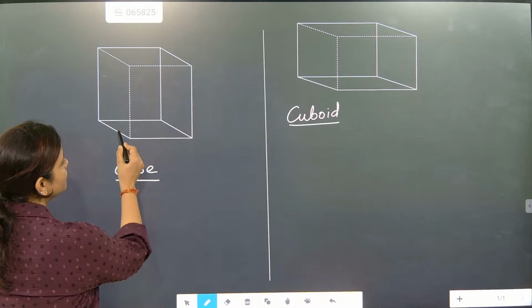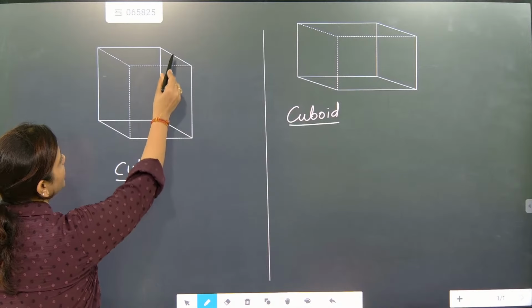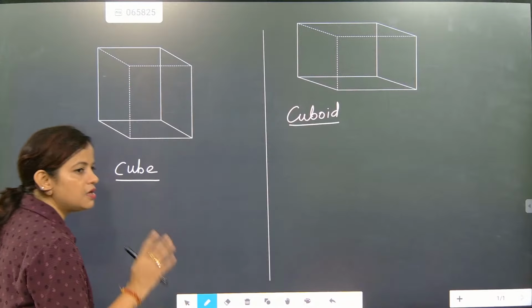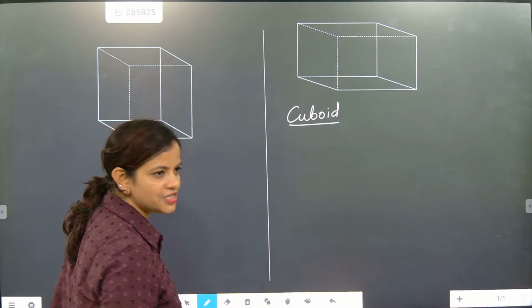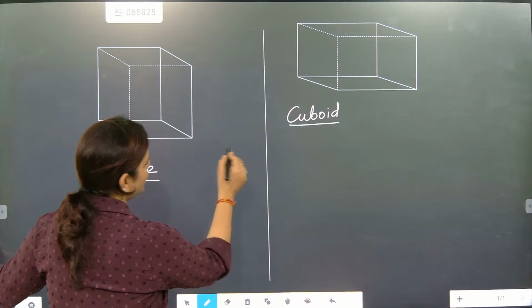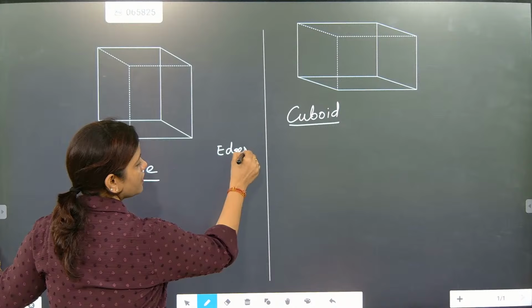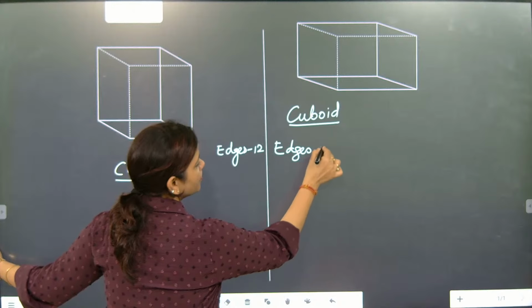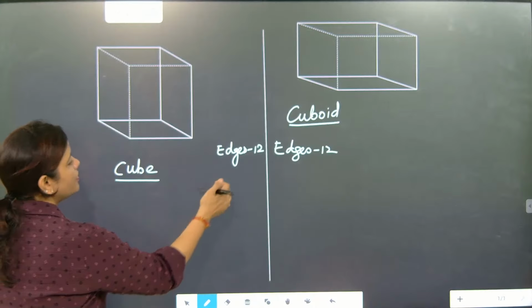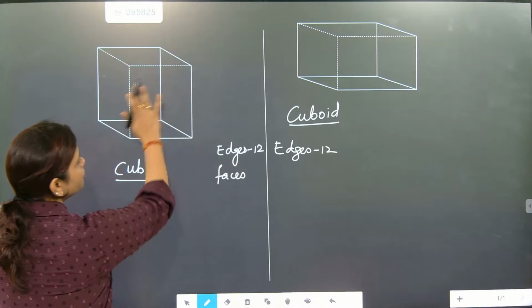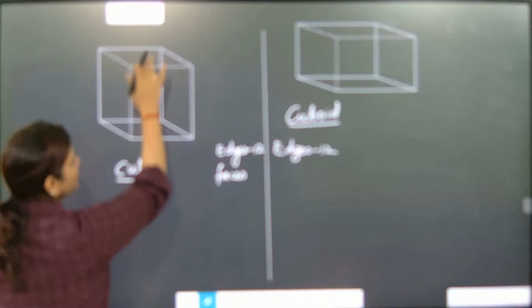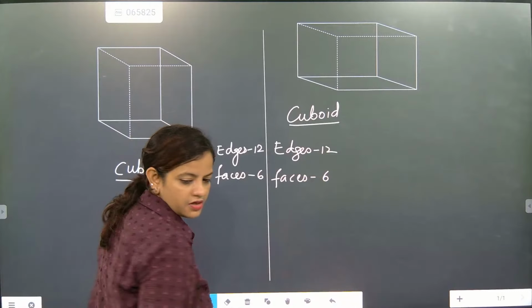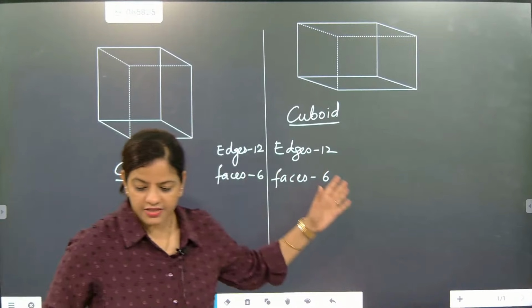Can we count? 1, 2, 3, 4, 5, 6, 7, 8, 9, 10, 11, 12. So the total number of edges is 12. 12 edges here, 12 edges here. So what is common? 12 edges here also, and here also edges are 12. Got it? Now faces. How many faces are there? 1, 2, 3, 4, 5, 6. 6 faces here and 6 faces here. Understood?